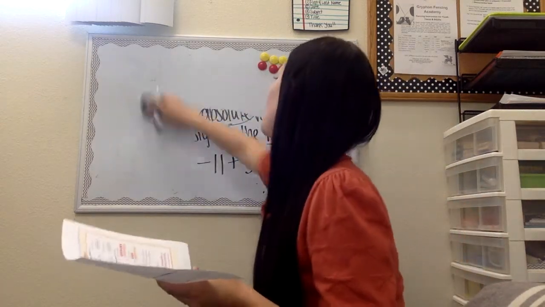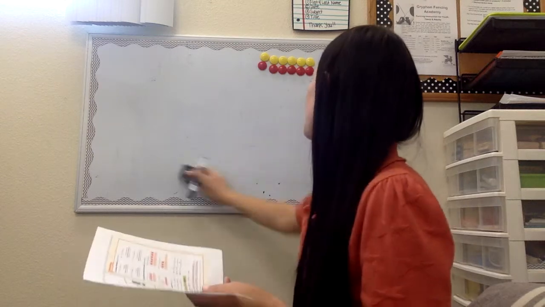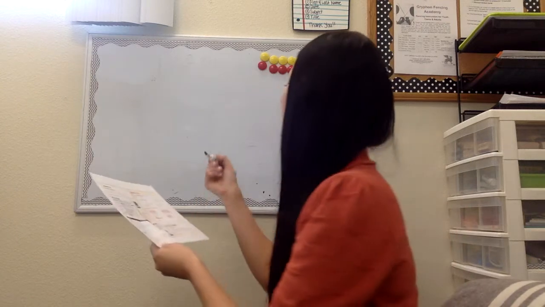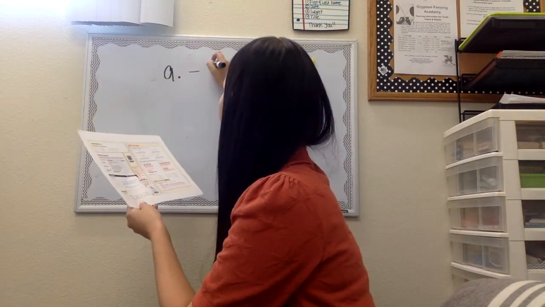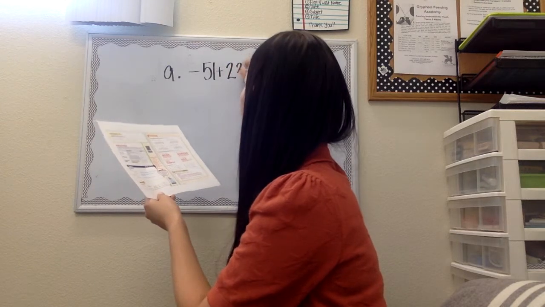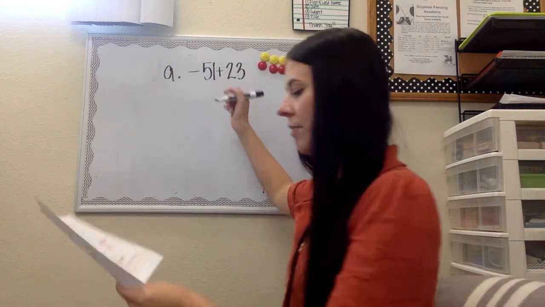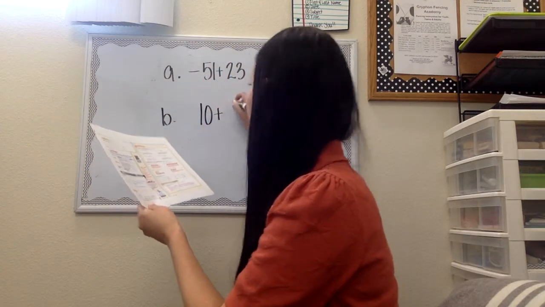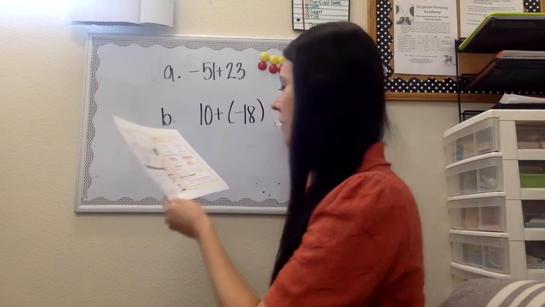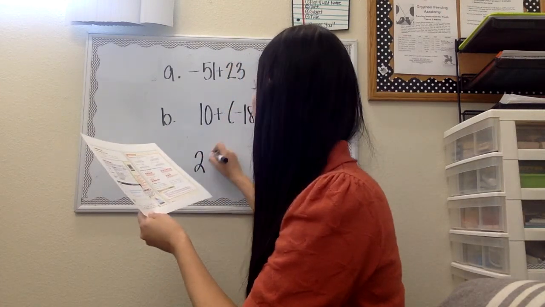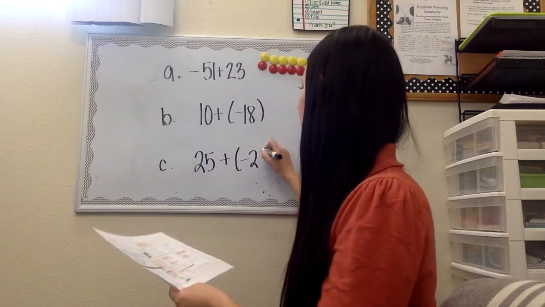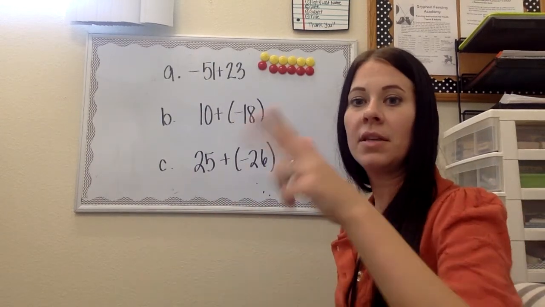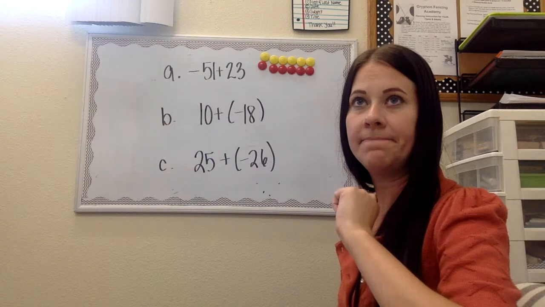So let's do some you try problems. Remember, after I write the you try problems, you're supposed to pause the video and then try them and then come back and see if you got the right answer. Okay, so why don't we do A, go ahead and try negative 51 plus 23. Remember, combined with the positive 23. Letter B, why don't you try 10 combined with a negative 18? And letter C, why don't you do a positive 25 combined with a negative 26? Okay, all different signs. Subtract those absolute values, keep the sign of the bigger number. You go ahead and pause it.